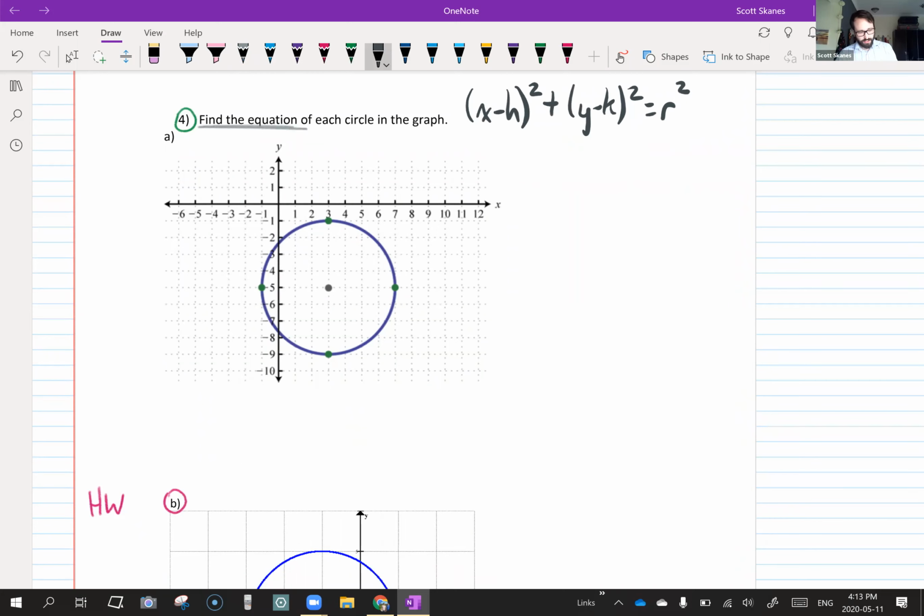This is our equation. We need three things. What are they? h, r, or r squared, and k. Can we figure those out from the graph? Well, of course we can. What's h? h is how far away we've moved in the x direction. You should be able to look directly at this graph and see how far that is. It is 3.